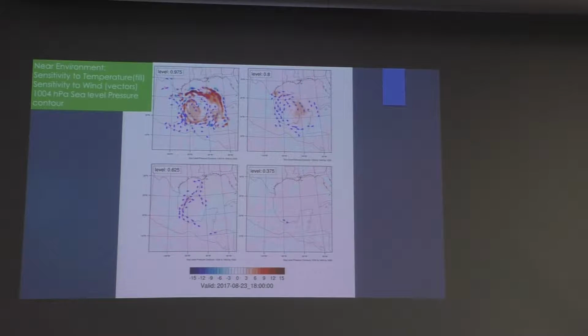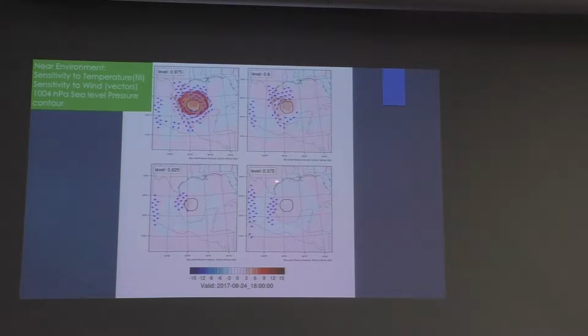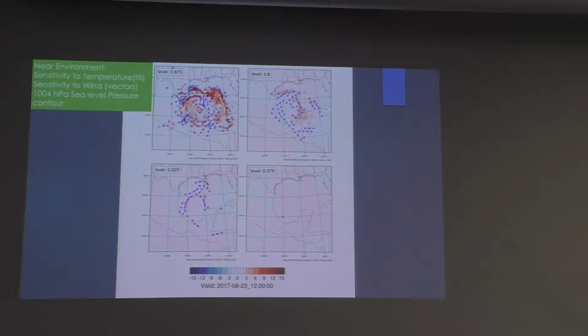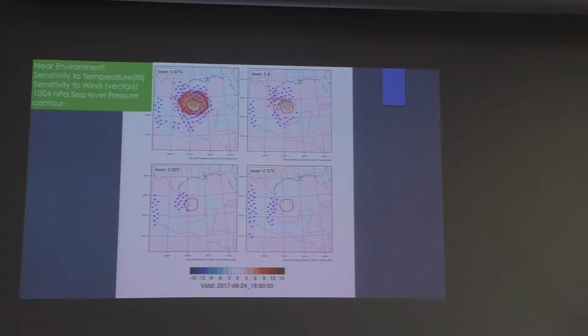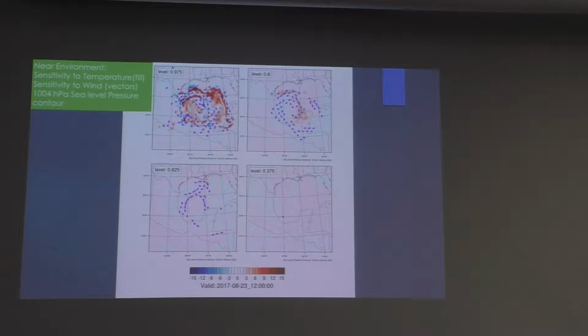Kind of moving on, we also see that these sensitivities are really confined within the lower levels of the atmosphere. Looking at the 0.975, 0.8, 0.625, and 0.375 eta levels, you see there's a pretty rapid decrease of where these sensitivities are, indicating for this case, it's the low-level environment that has the strongest influence on the final time intensity.